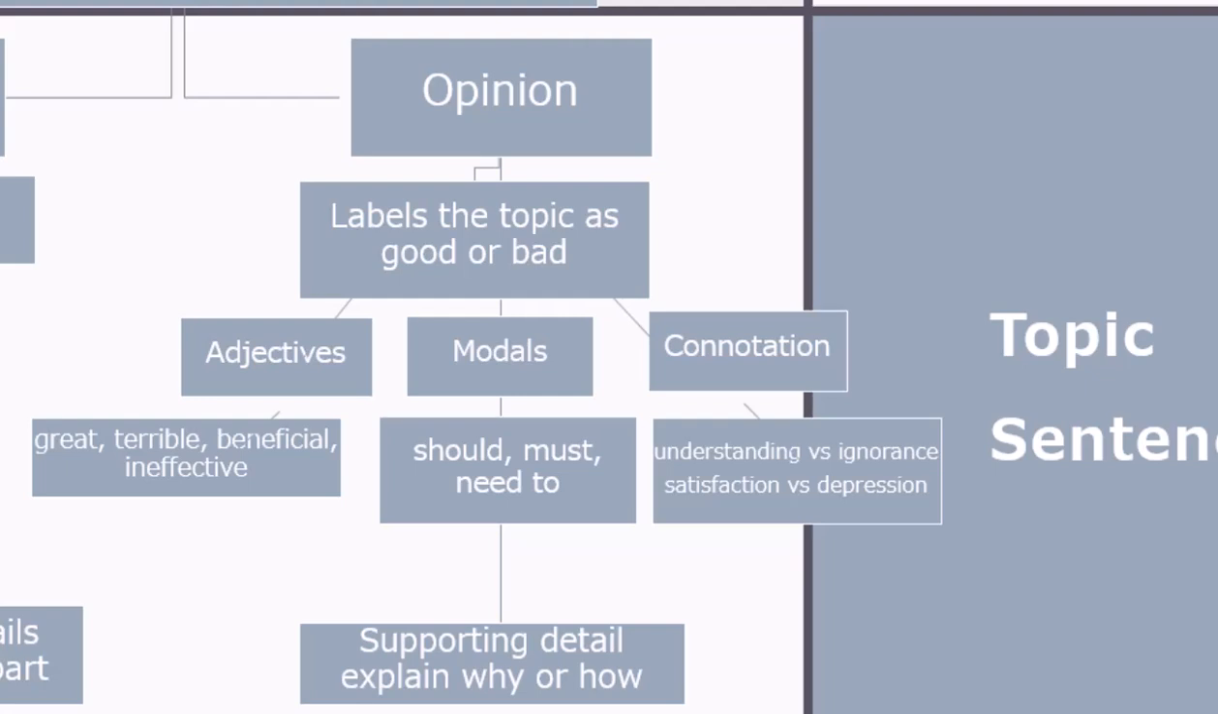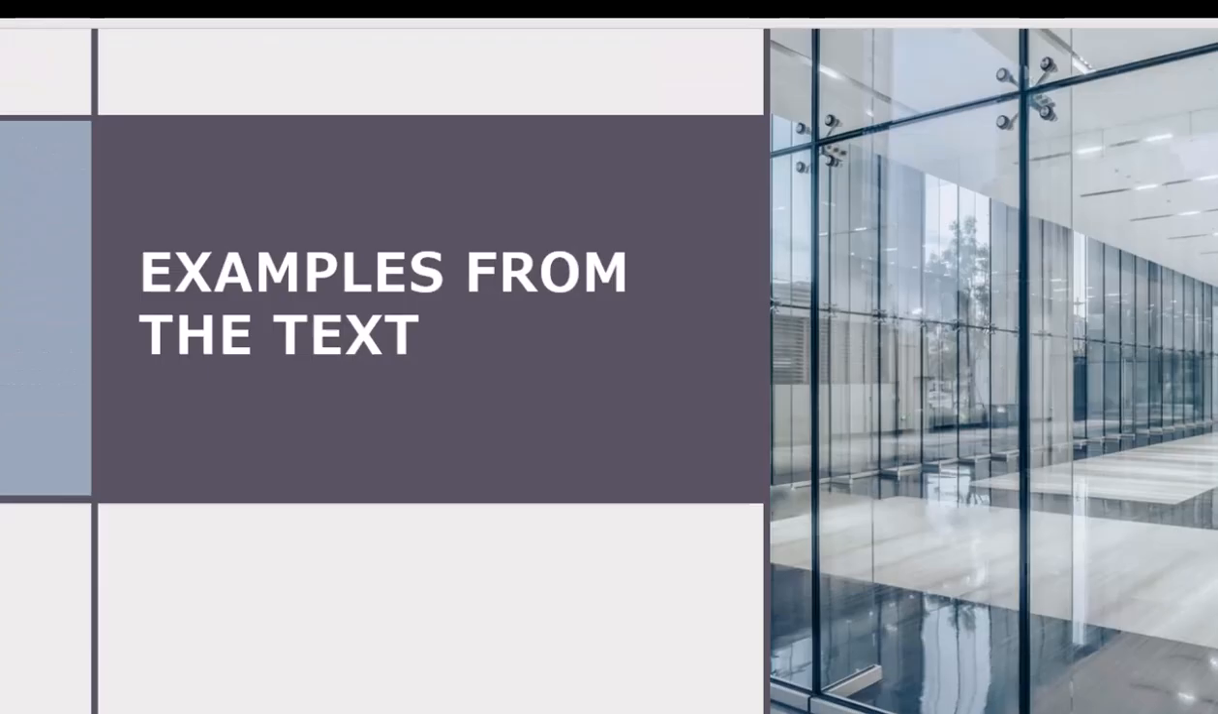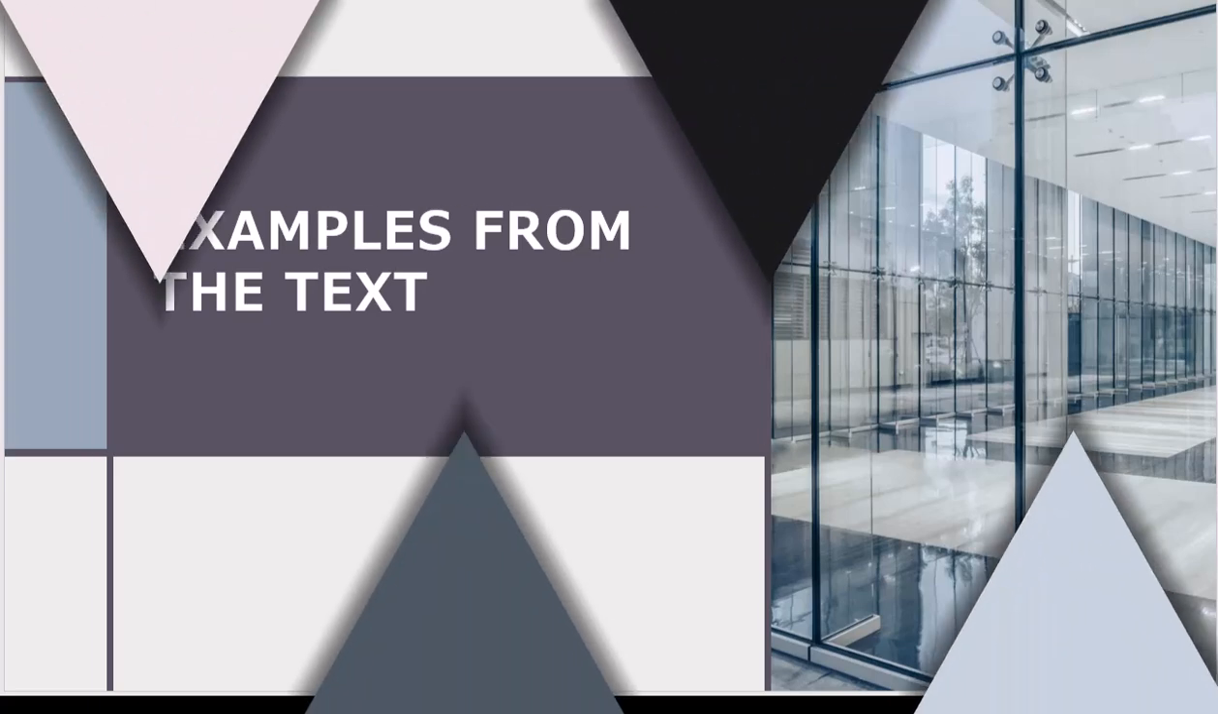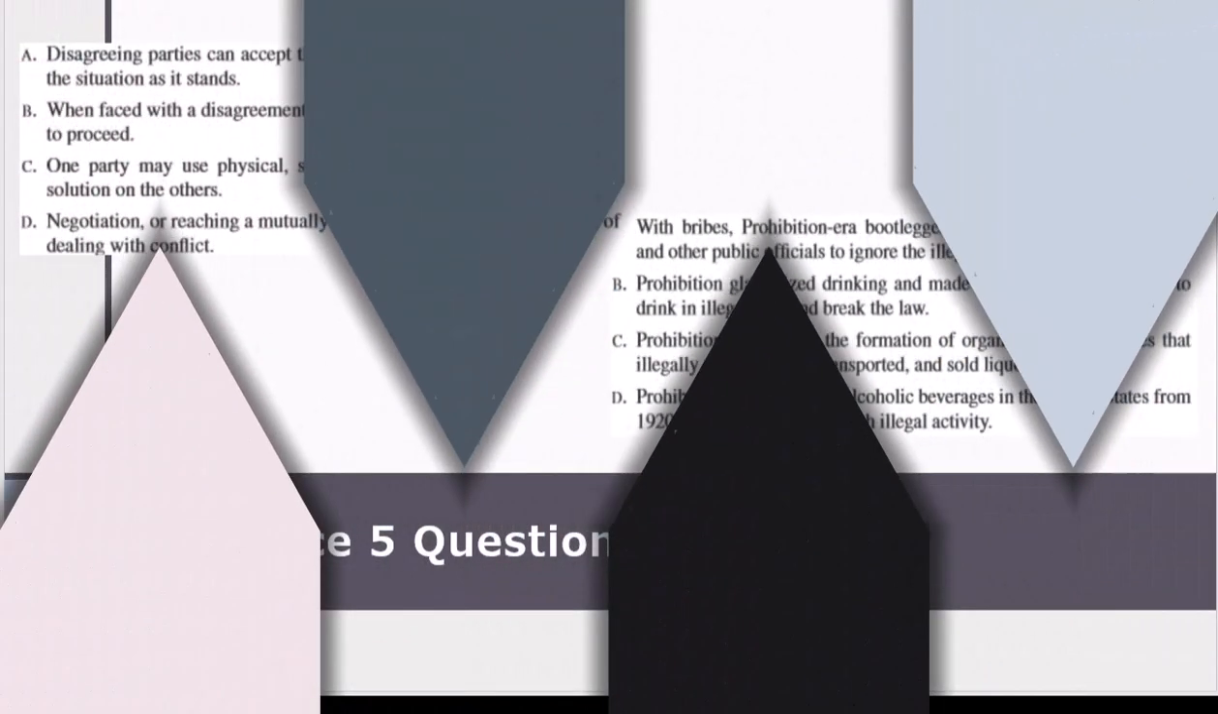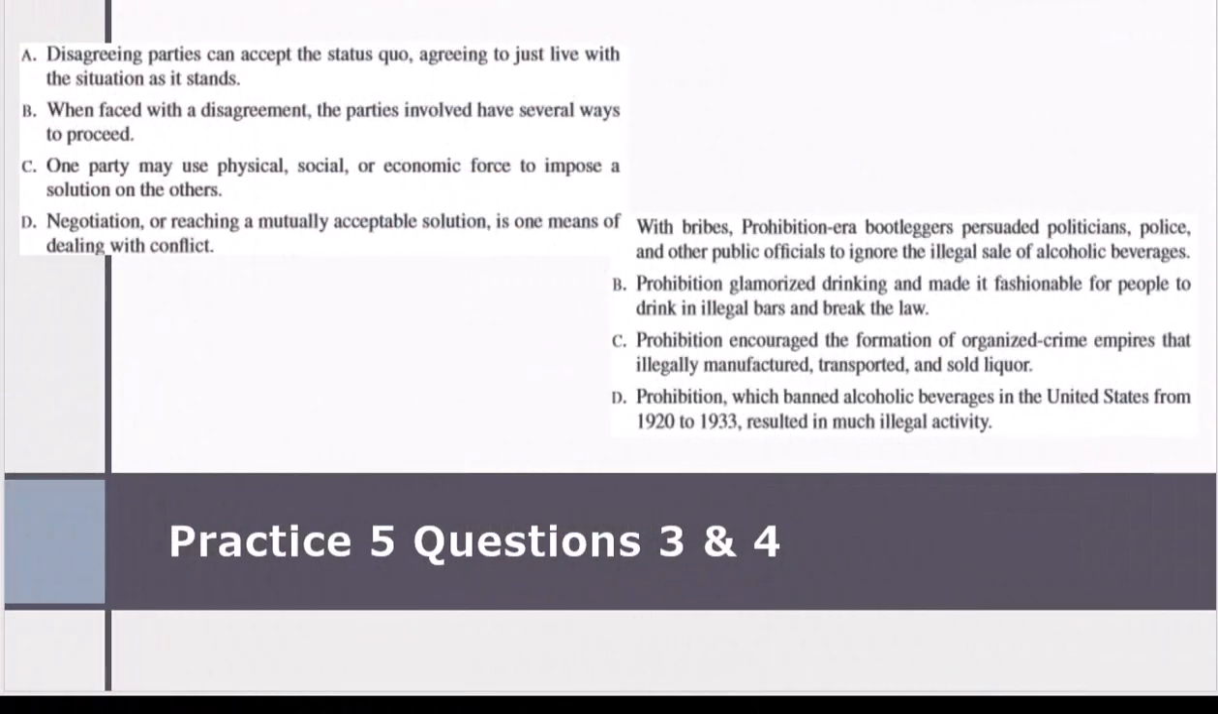All right, so again, these two types of controlling ideas don't describe every single topic sentence, and we're going to look at least one example that doesn't have that, but it does cover the majority. Okay, let's take a look now at some examples from the text. We're going to start with practice 5, questions 3 and 4.